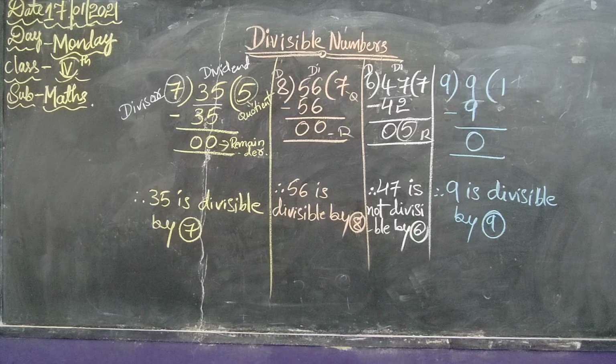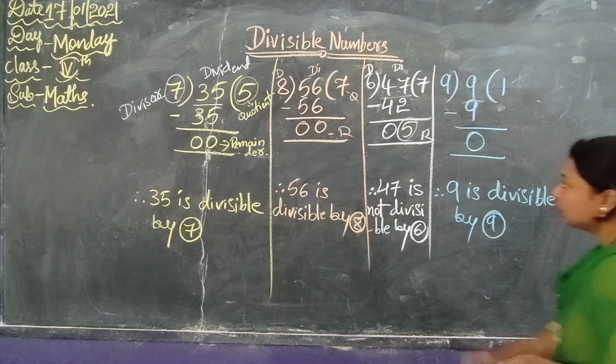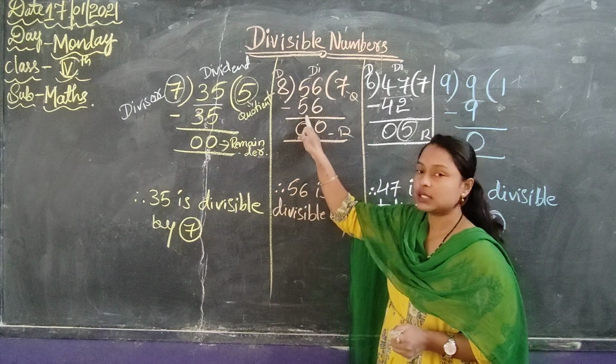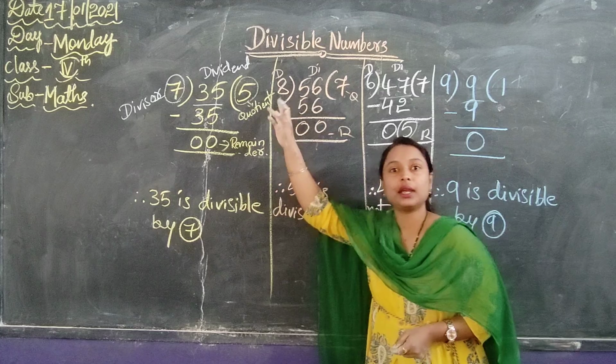So 35 means in 7 table 35 is completely divisible. 7 5s are 35, 0 came. So that's why, therefore 35 is divisible by 7. Second one, 56. 8 7s are 56, 0 came. That's why 56 is also divisible by 8.